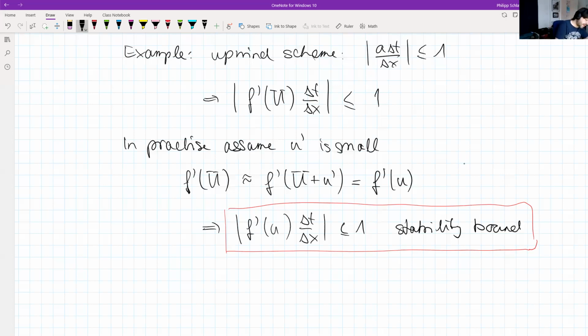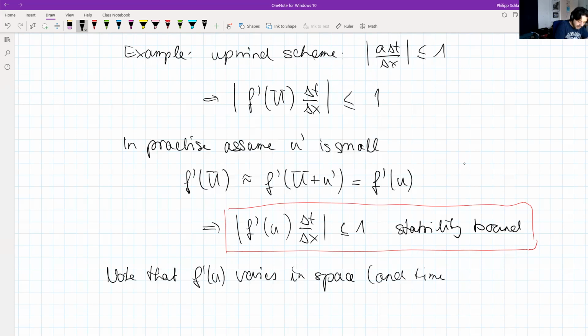Now, the important thing to remember here is that this f prime of u, so the local speed, actually varies in space and of course also in time. So it changes as I progress in my simulation. So that means therefore I need to take the maximum time step in the whole domain that is allowed.